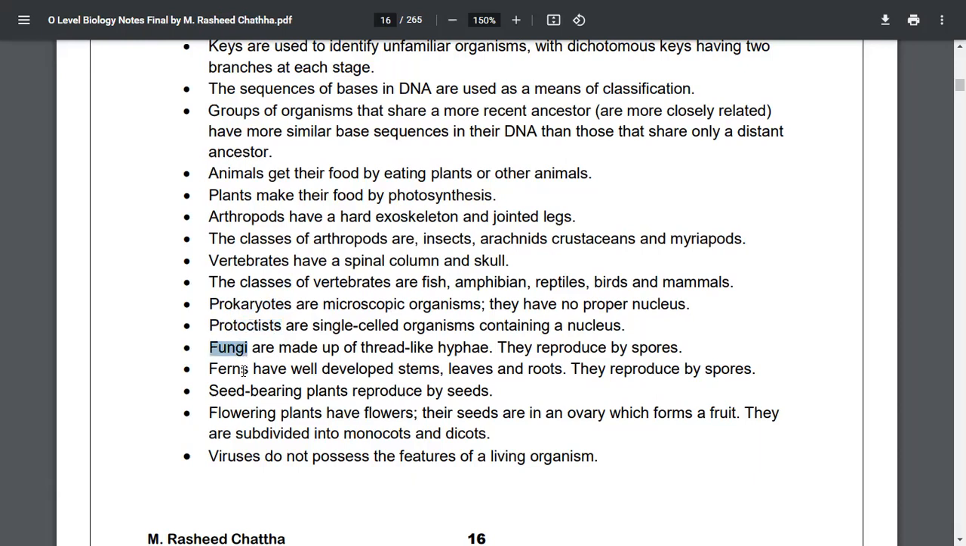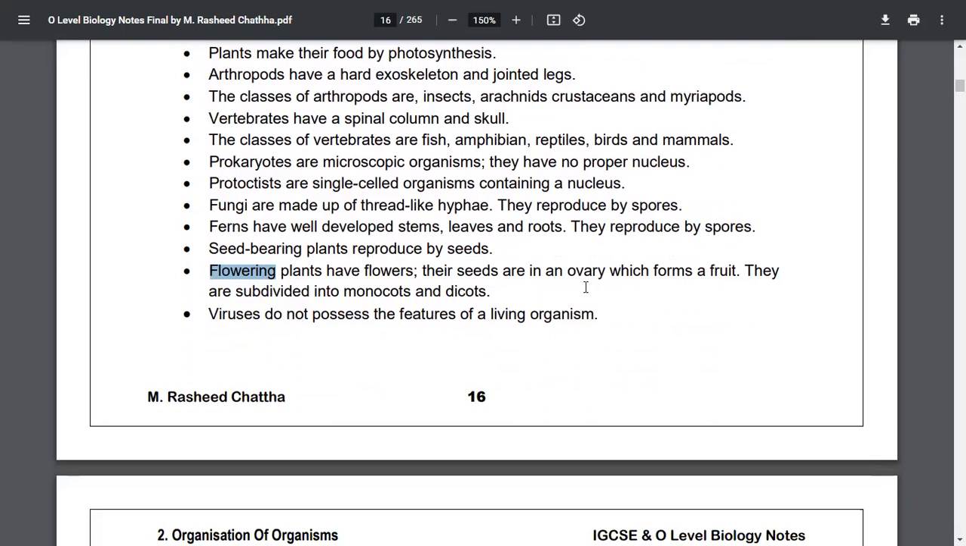Fungi are made up of thread-like structures called hyphae, and they reproduce by spores. Plants have well-developed stems, leaves, and roots, and some reproduce by spores. Seed-bearing plants reproduce by seeds. Flowering plants have flowers. Their seeds are in an ovary which forms a fruit. They are subdivided into monocots and dicots. Viruses do not possess the features of living organisms.